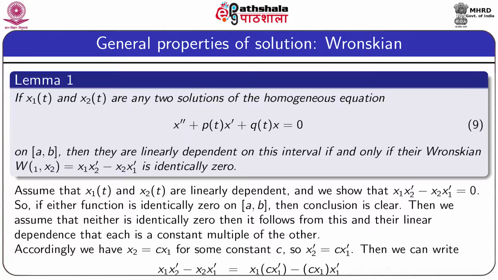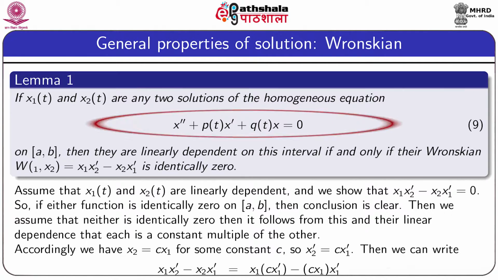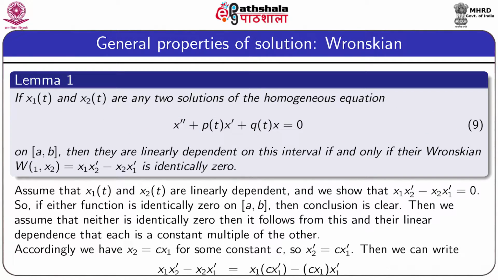Lemma 1. If x1 and x2 are two solutions of the homogeneous equation x'' plus p(t) x' plus q(t) x equal to 0 on the closed interval [a, b], then they are linearly dependent on this interval if and only if their Wronskian W(x1, x2) equal to x1 x2' minus x2 x1' is identically 0.